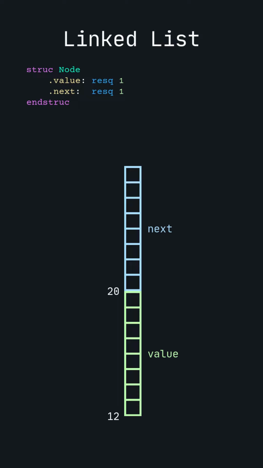The labels of each property in a struct are equal to its offset from the starting address of the struct, so node.value is equal to 0, and node.next is equal to 8. Later on, we will access the node's properties by adding the offset of the property to the node's address.